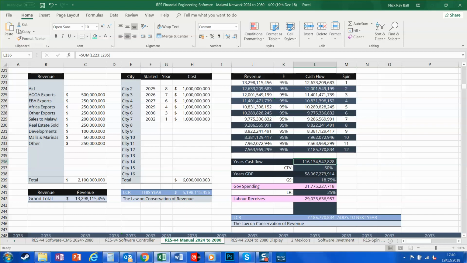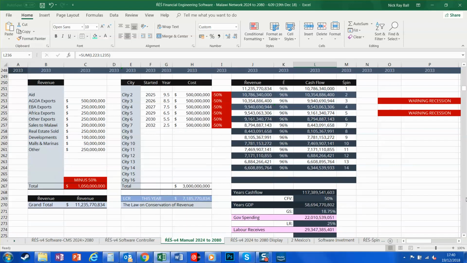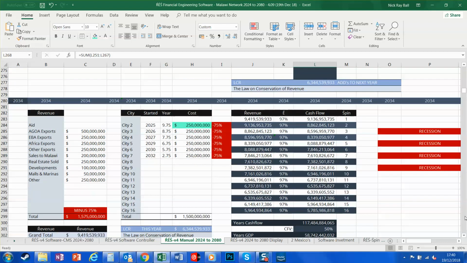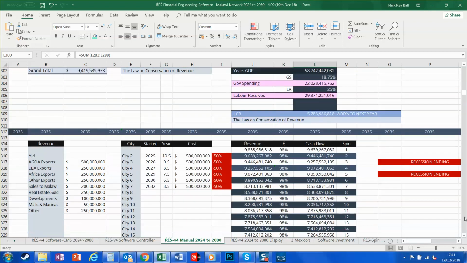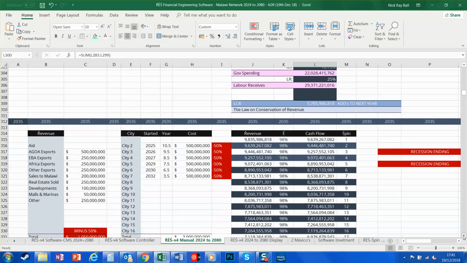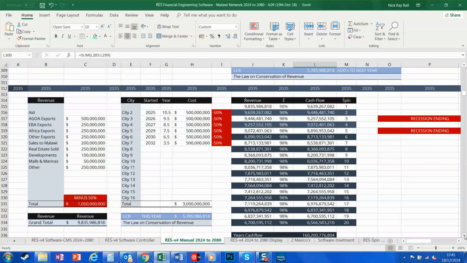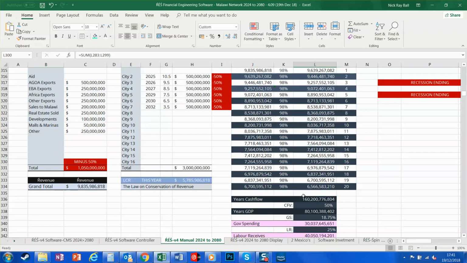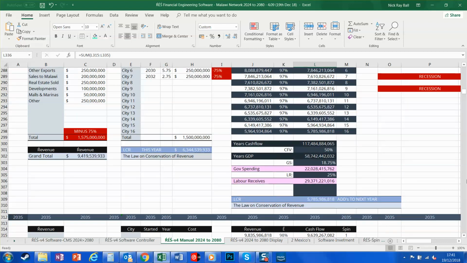Even though there's been a recession, what's the cash flow? 116. First year of a recession stays about the same. That's fine as long as it doesn't go down. The full-blown recession is on and it's still holding steady. And as soon as that recession starts to go away, because we've ramped up this spin, it's got up to 160, which is a massive jump from 117.